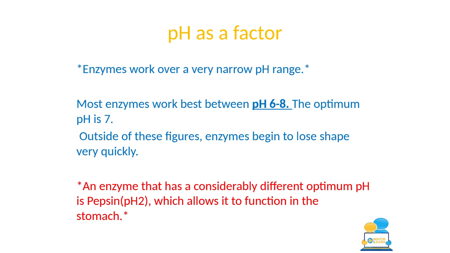Outside of their optimum pH, the enzymes begin to lose shape very, very quickly. And remember what happens to enzymes if they lose shape. If they lose their shape, they will lose their function. So we're going to look now at a graph that demonstrates the differences between temperature and pH in relation to enzyme activity.